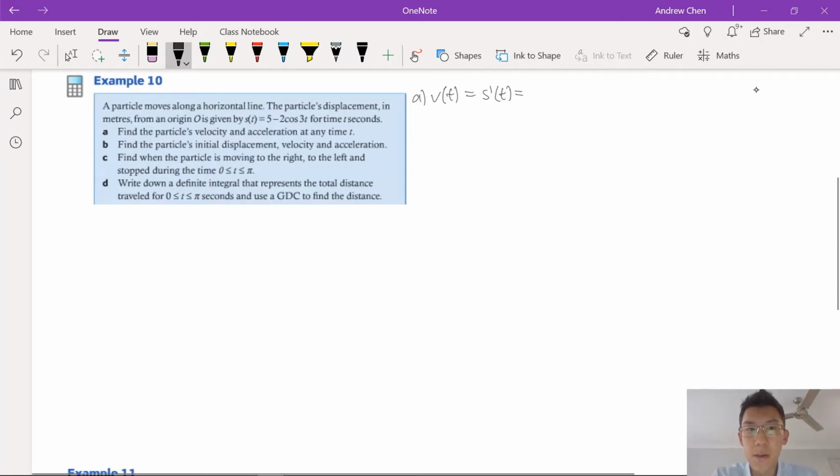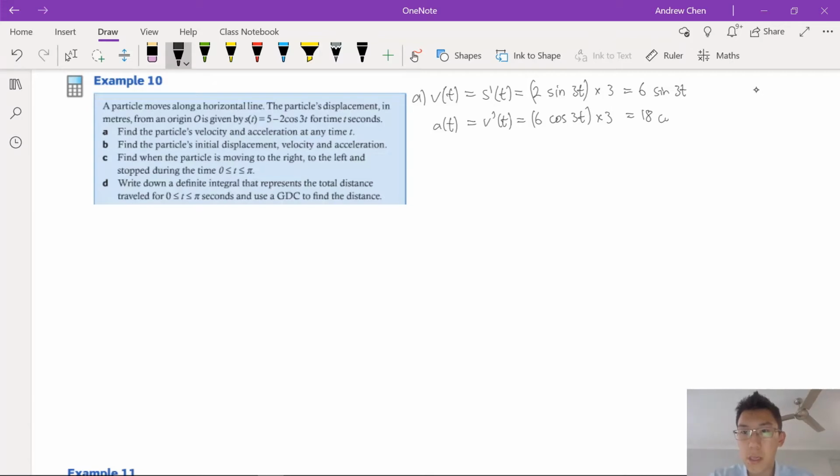So we have 5 becomes 0 when we derive it. So we got positive 2 sine, because the derivative of cos is a negative sine, 3t. But we got to times by 3 because that's the derivative of 3t, which gives us 6 sine 3t. And then our acceleration function is the derivative of velocity, which is 6 cos 3t, times 3. And we should get 18 cos 3t for the acceleration.